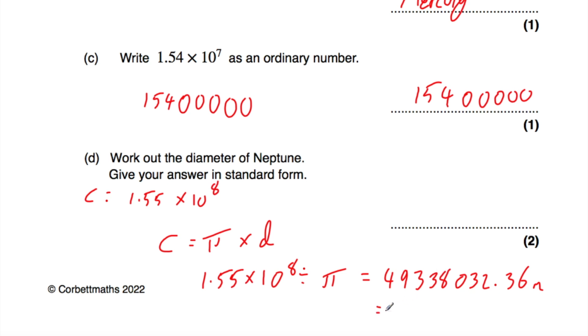Now I'm going to round this to 4 significant figures. So that'll be 493, and then the 4th significant figure would round up to be 4, and then 0, 0, 0, 0 meters. Let's write this in standard form. That'll be 4.934 times 10 to the power of, and then we've got the 4, let's move it 1, 2, 3, 4, 5, 6, 7 columns to the left. So the diameter of Neptune would be 4.934 times 10 to the power of 7 meters, and that's it.